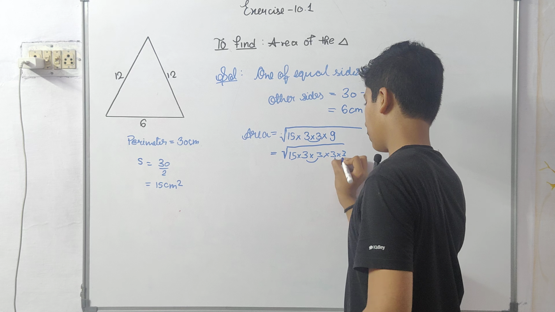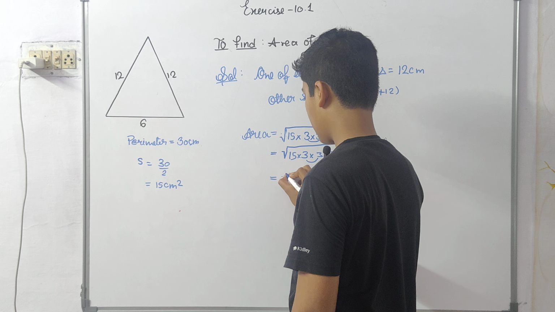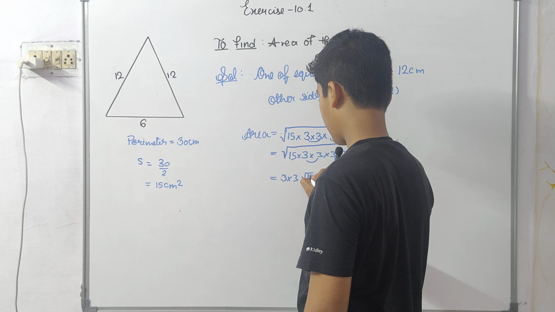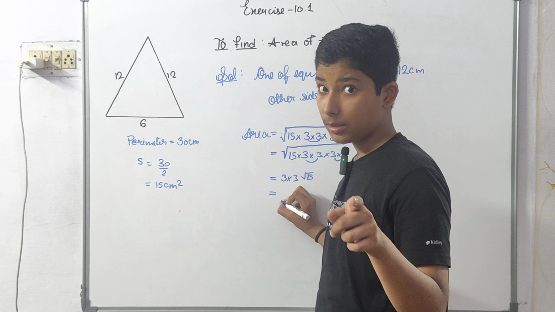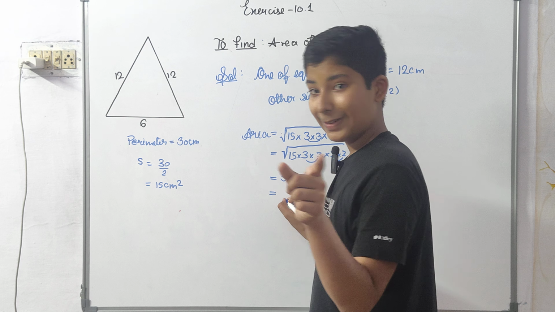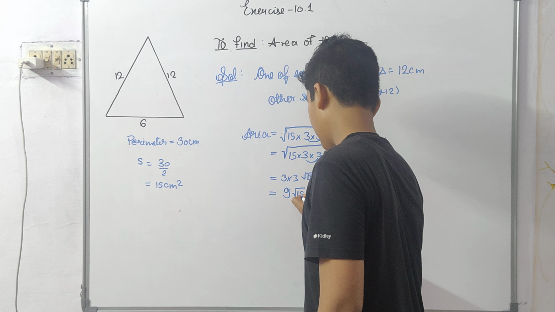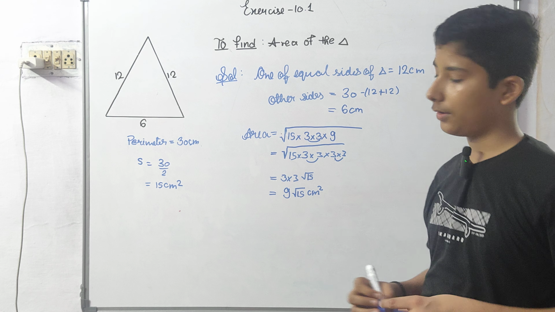So there are 2 pairs getting formed. Hence we can say that it would be 3 into 3 root 15. 3 into 3 is what? Tell me. It would be 9. Yes, 9 root 15 centimeter square. This would be our answer.